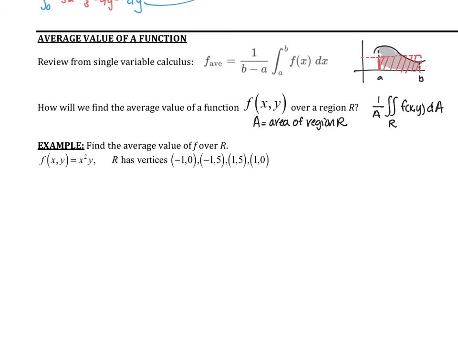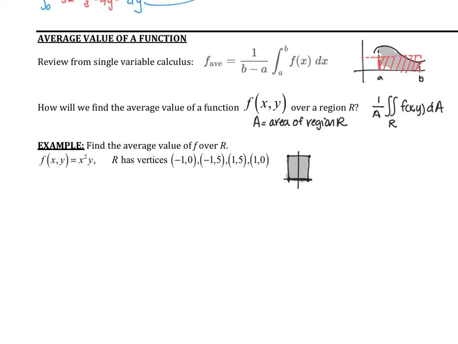All right, so let's look at an example. If we want to find the average value of the function x squared y over the region that has vertices of -1, 0, -1, 5, 1, 5, 1, 0. So really this is a rectangle where we have these coordinates. So we are at -1, 0, 1, 0, 1, 5, and -1, 5. So the surface is above this region. So this is the region. And above it we have this surface, x squared y. And we want to find the average value of that.